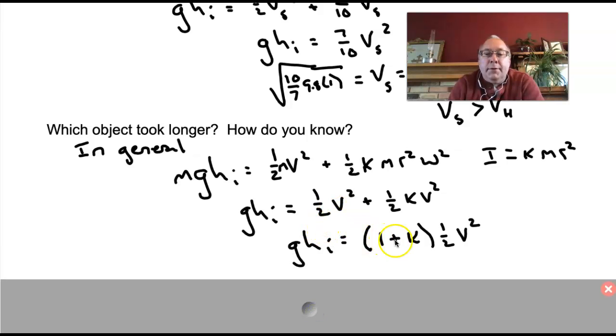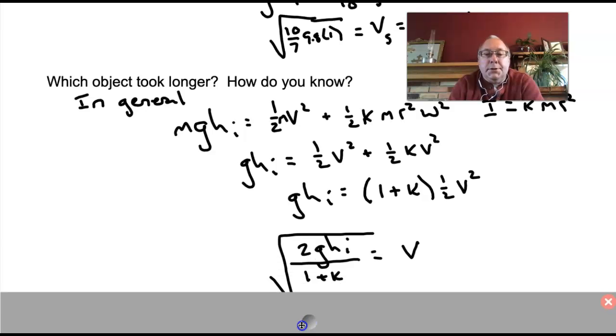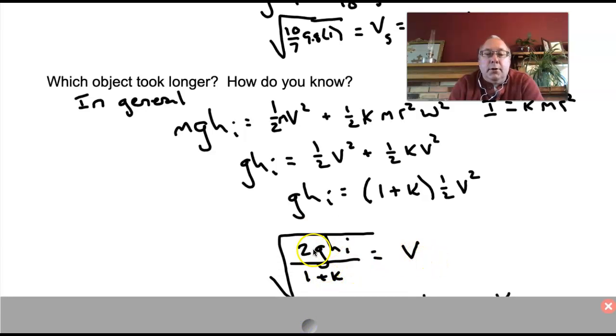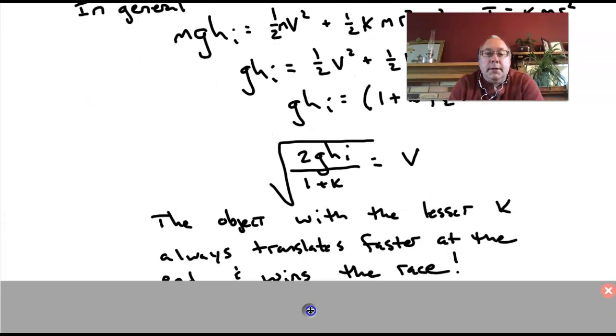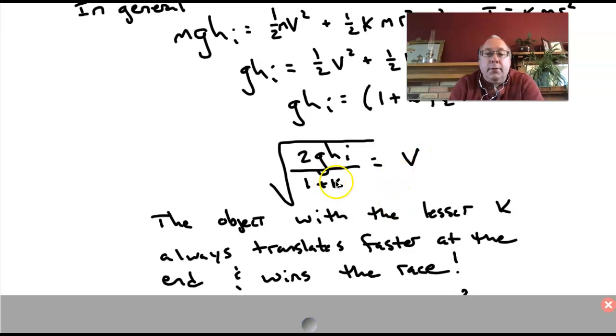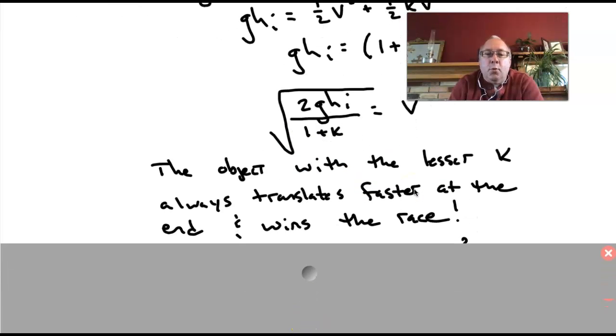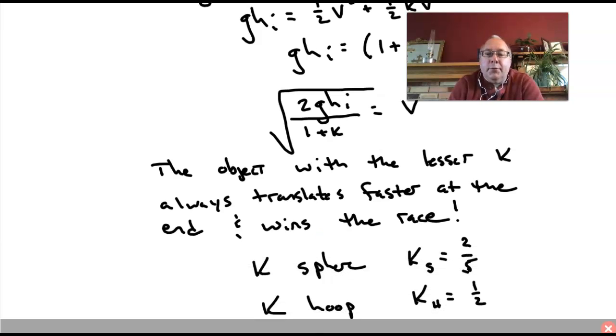So if we pull 1/2 v squared out, that gives us gh equals 1 plus k, times 1/2 v squared. And solving for a general case for the speed, the velocity is the square root of 2gh over 1 plus k. So we can see theoretically that the velocity will vary with this term in the denominator, and the object with a lesser k will always translate faster and win the race. So that's a fast way to be able to predict which object will win, if you have the table of moments of inertia, or if you commit a few of them to memory.